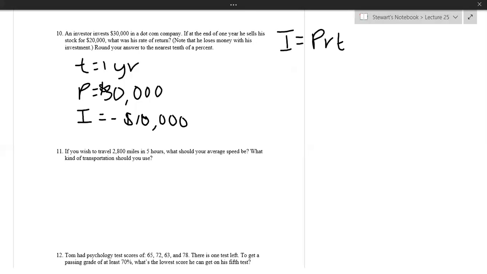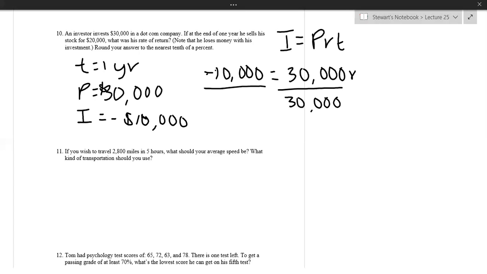So now we'd have negative 10,000 is equal to 30,000 times the rate times the time, which is just 1, so we don't have to include it there. And then we just have to divide by 30,000 on both sides. So the rate would be negative 1/3, or negative 0.3 repeating.